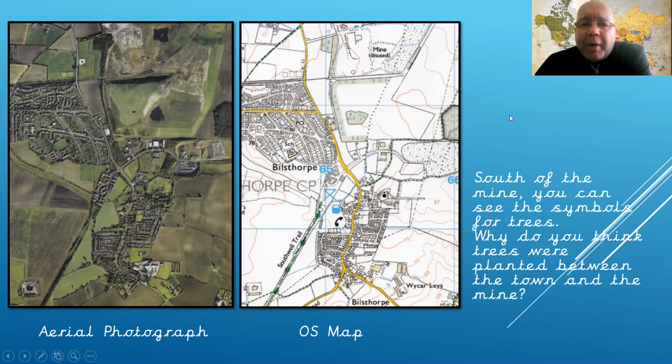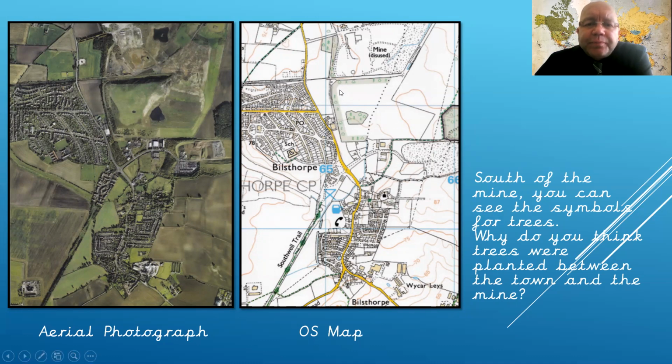Now, south of the mine, you'll be able to see the symbols for trees. Now we've got the evergreen and the deciduous trees. So we've got all sorts of trees dotted around here. Here's a question. Have a think. Why do you think trees were planted between the town and the mine? Have a quick think.